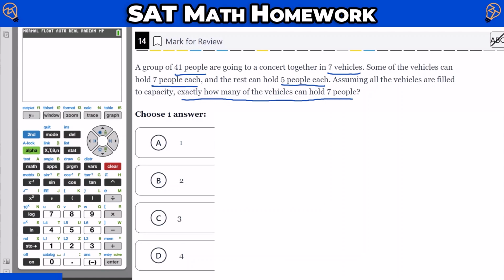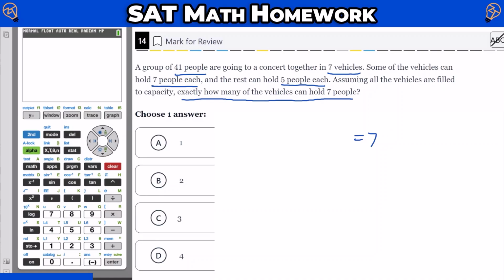So the unknowns here are the number of vehicles that can hold 7 people versus the number of vehicles that can hold 5 people. So in one of these equations, what we're going to put here is we know there's a total of 7 vehicles. And so this equation is all about the number of vehicles.